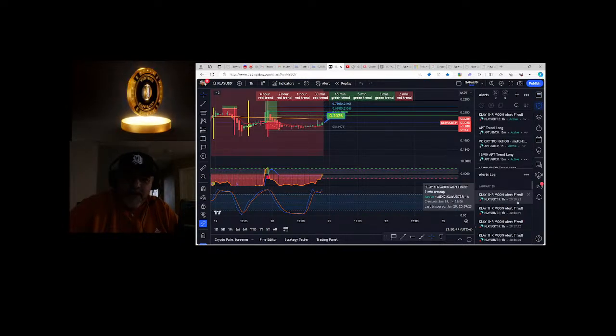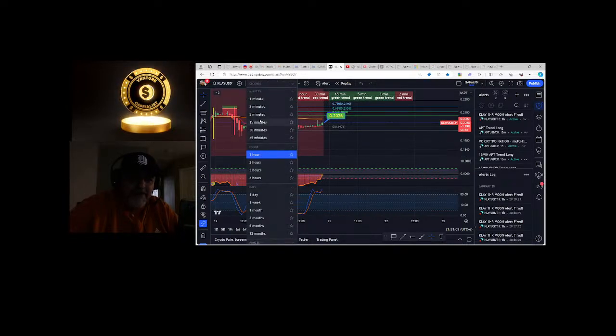The 1 hour moon alert fired off at 20:59. We're currently at 2100. Literally just fired off, so it's firing a moon off. I would go look at my 15-minute.